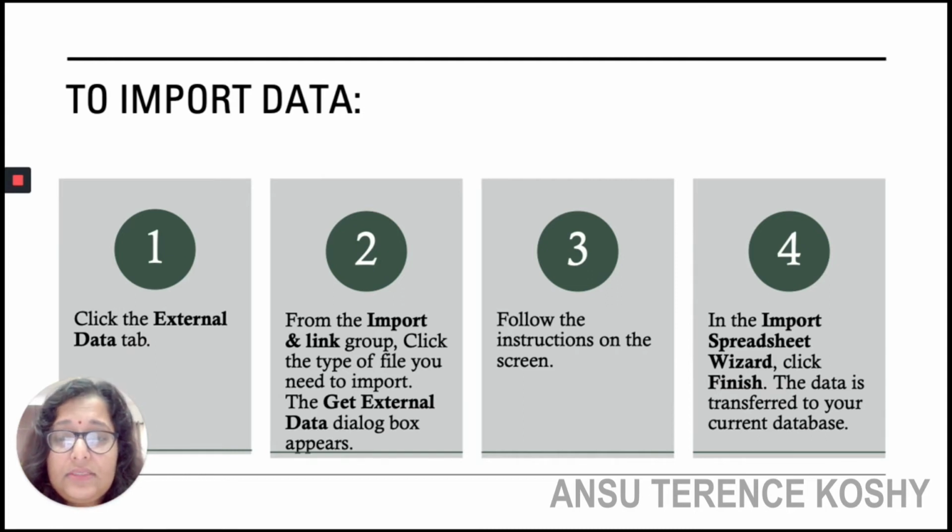That is, you need to first click on the External Data tab. In that, you have to look for the Import and Link group. In that, when you click on it, you get the Get External Data dialog box. The name of the dialog box is Get External Data dialog box. Then you have to follow the instructions that are being given to you. And in the Import Spreadsheet wizard, you have to click the Finish option in the end to get the things imported into your database.